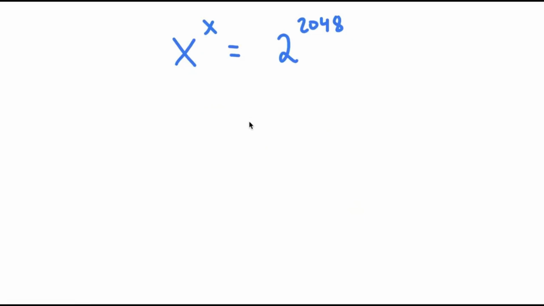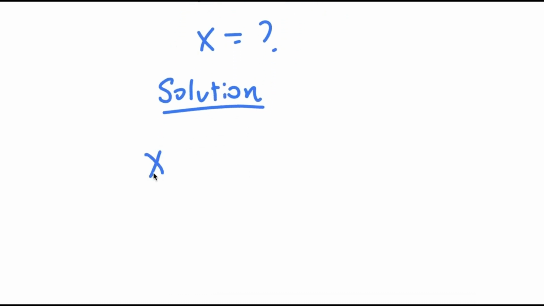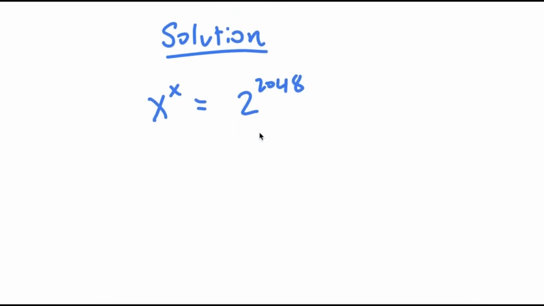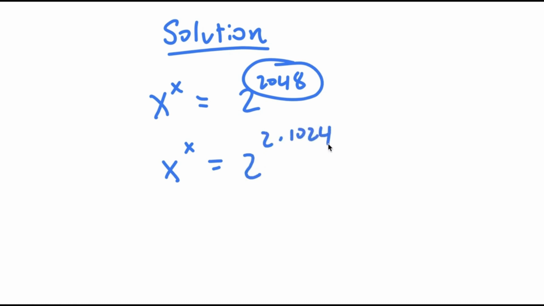Alright, so in this problem, I have x to the power of x is equal to 2 to the power of 2048. So to solve this problem, I obviously want to find the value of x. So for my solution, first start with x to the power of x is equal to 2 to the power of 2048. And now I'm going to rewrite 2048 here as 2 times 1024.